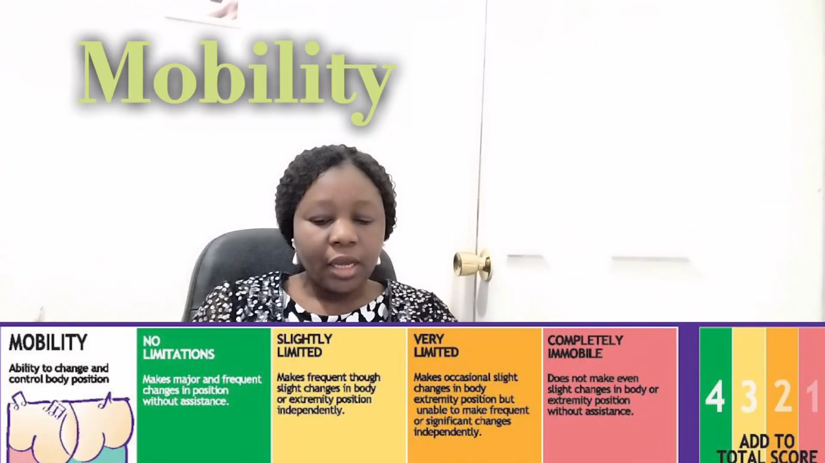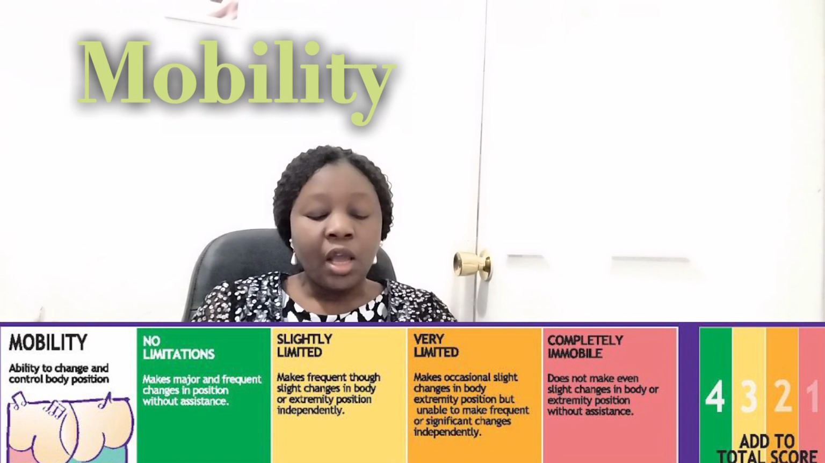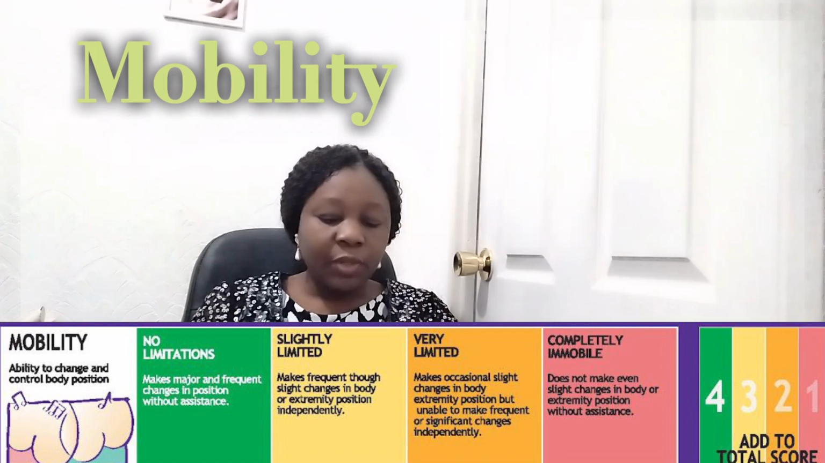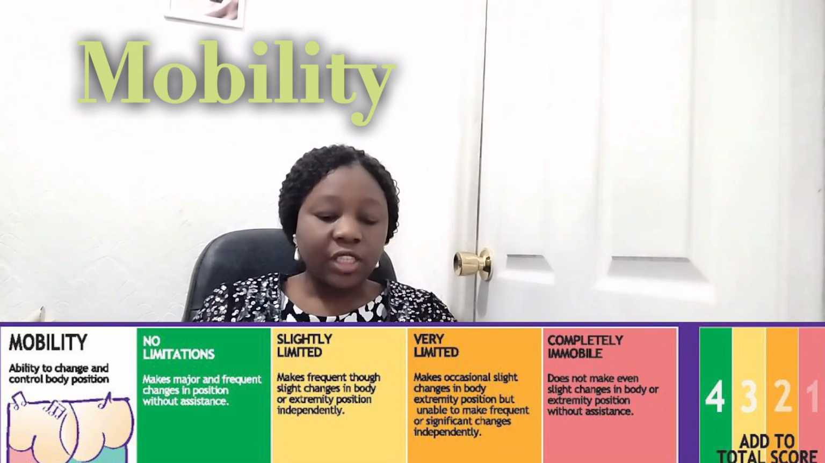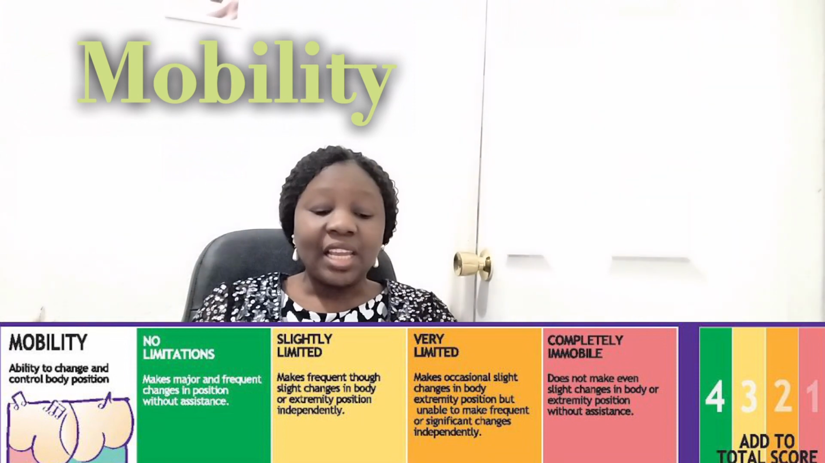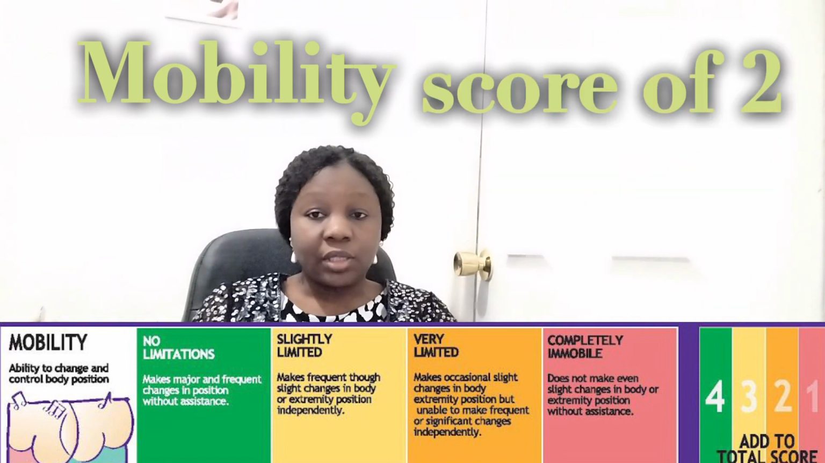The next one is mobility. For mobility, it says she makes occasional slight changes in her position but needs help to reposition herself. So she can make slight changes occasionally, but she will need help for repositioning. So looking at mobility, the most appropriate will be a score of 2, and the score of 2 says makes occasional slight changes in body or extremity position but unable to make frequent or significant changes independently. And that's exactly what our scenario says.